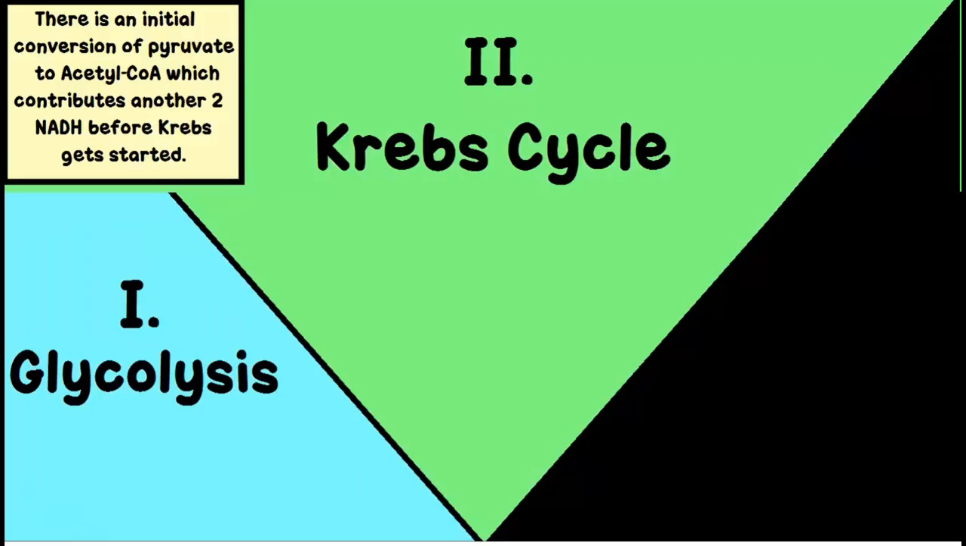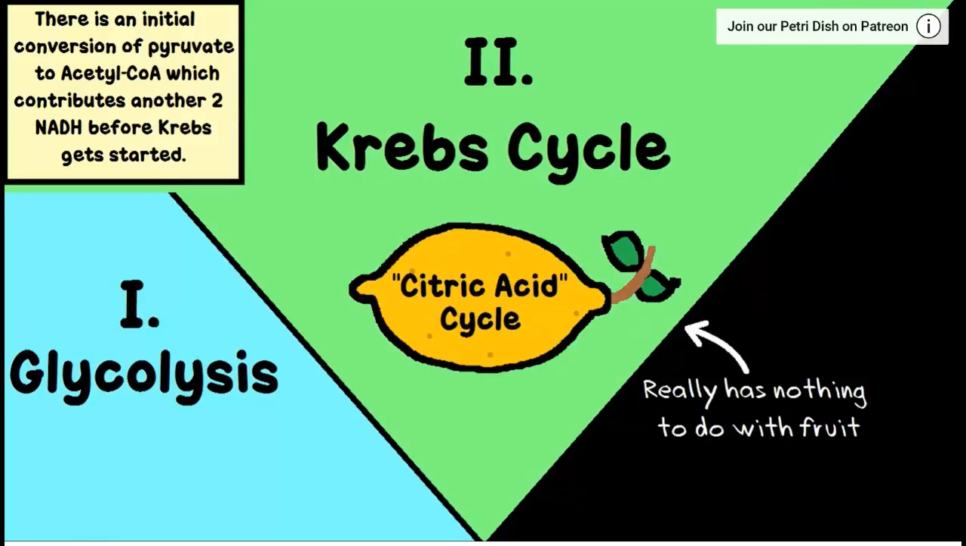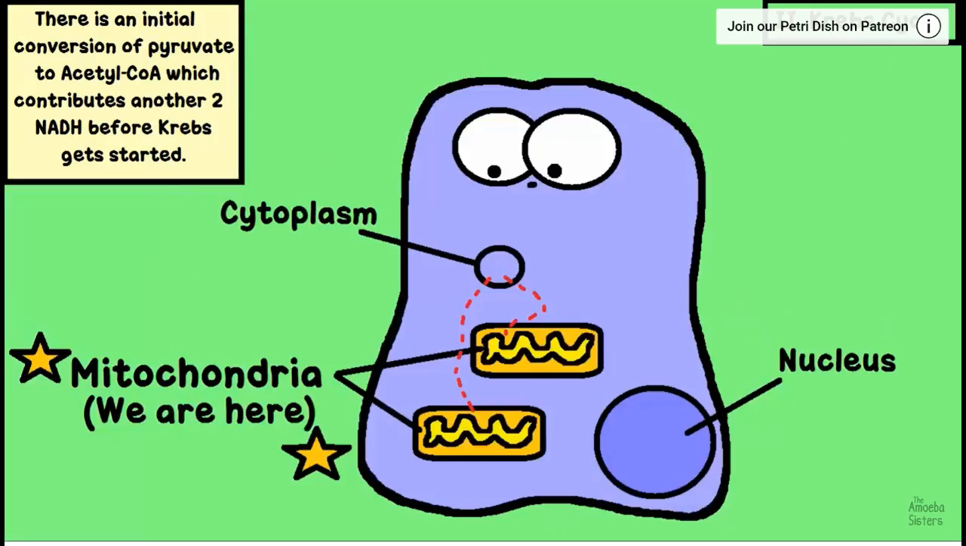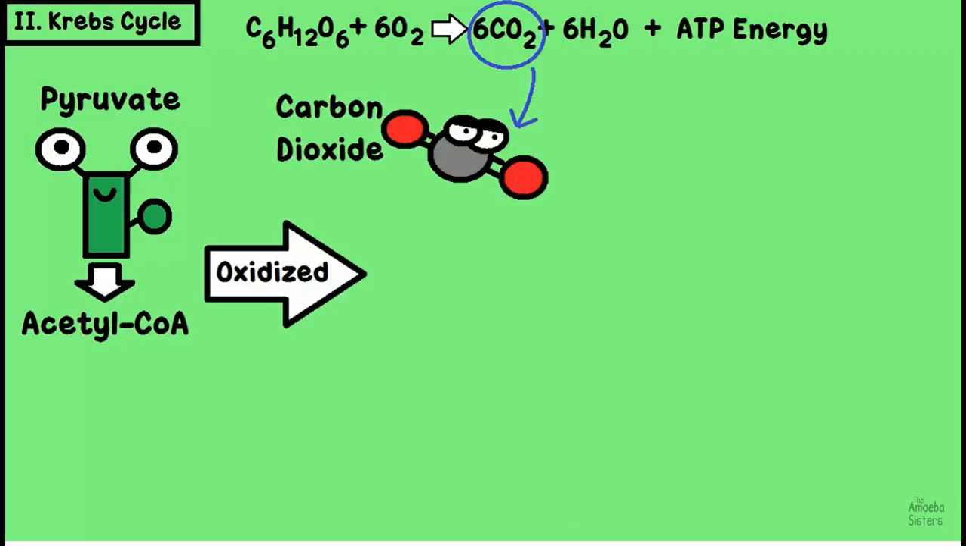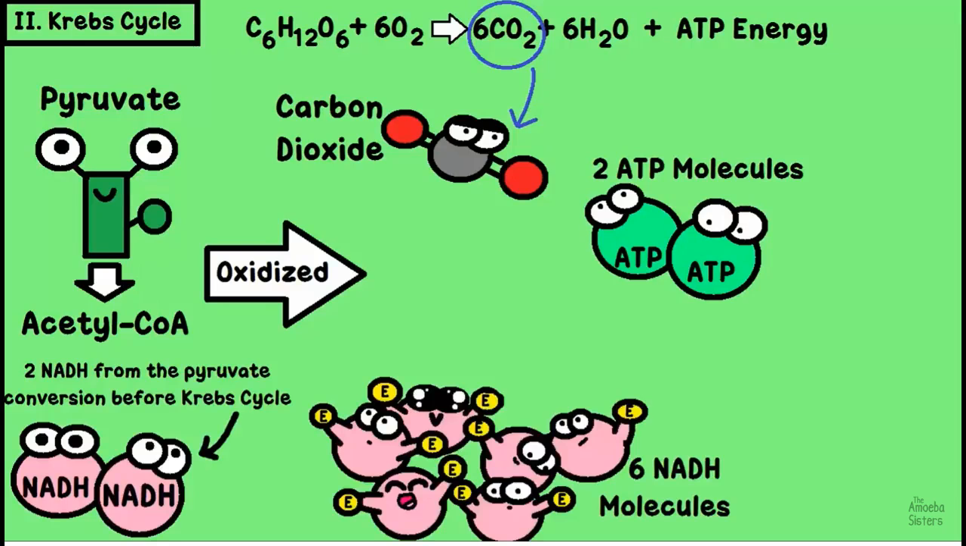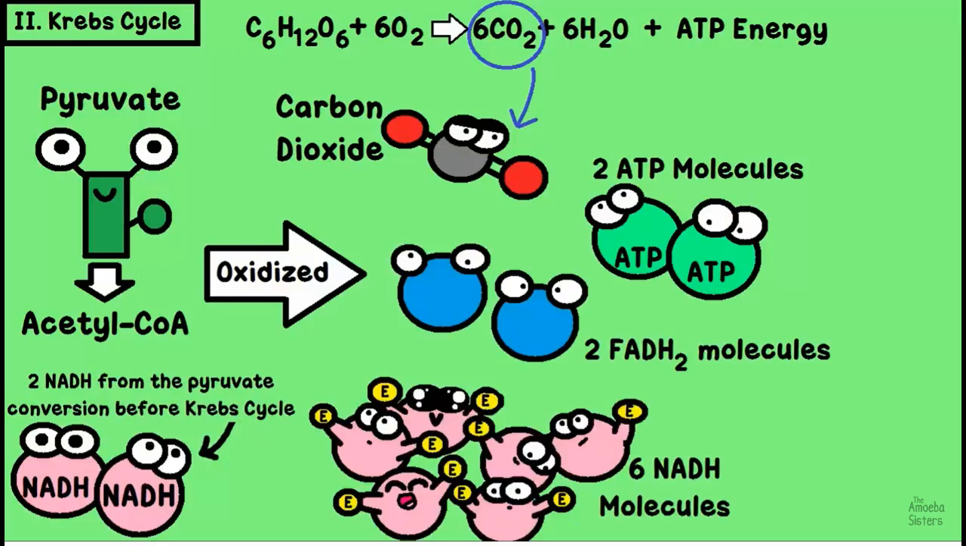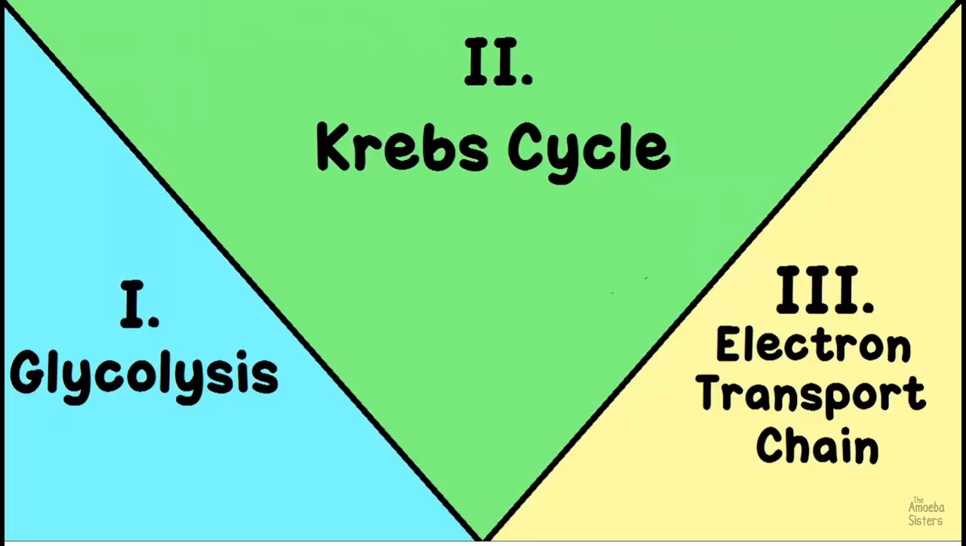Okay, number 2 is the Krebs cycle. This is also called the citric acid cycle. We are now involved in the mitochondria, and this step requires oxygen. The pyruvate that was made before, it's now converted and it will be oxidized. Carbon dioxide, CO2, is produced, and we produce 2 ATP, 6 NADH, and 2 FADH. FADH is also a coenzyme, like the NADH, and it will also assist in transferring electrons to make even more ATP. The third step is the electron transport chain.